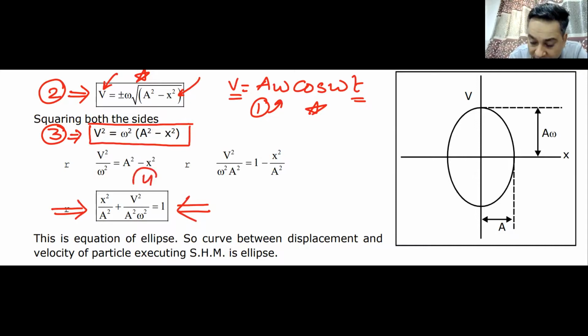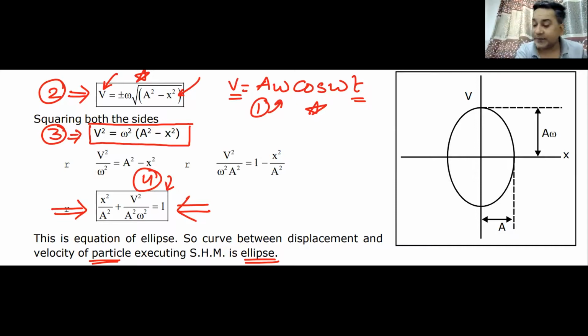So please remember form number 4, because in the exam any form can come for you. Now this is x square by a square plus v square by a square omega square is 1. This is in the form of the equation of an ellipse. You have probably not read this equation of an ellipse, but an ellipse is a type of geometrical figure, just like a circle or a line.